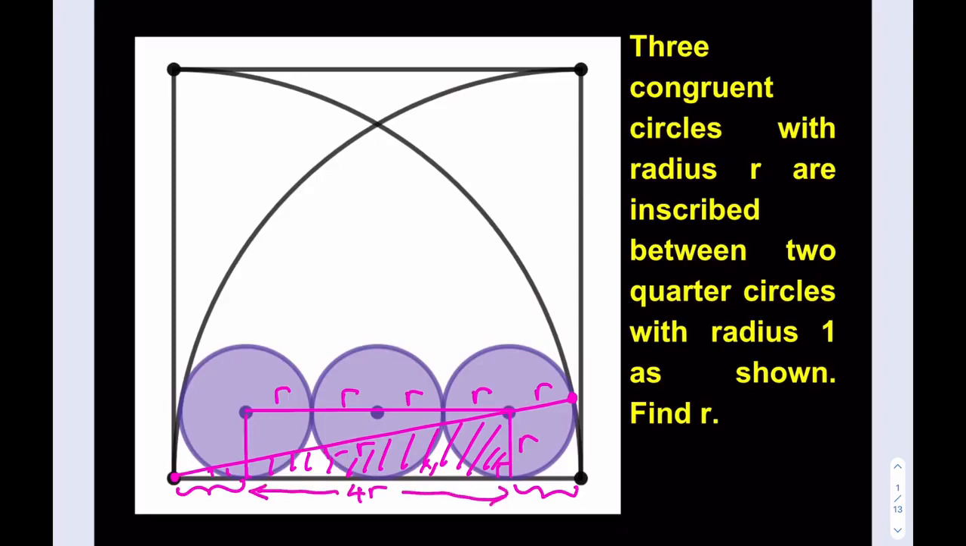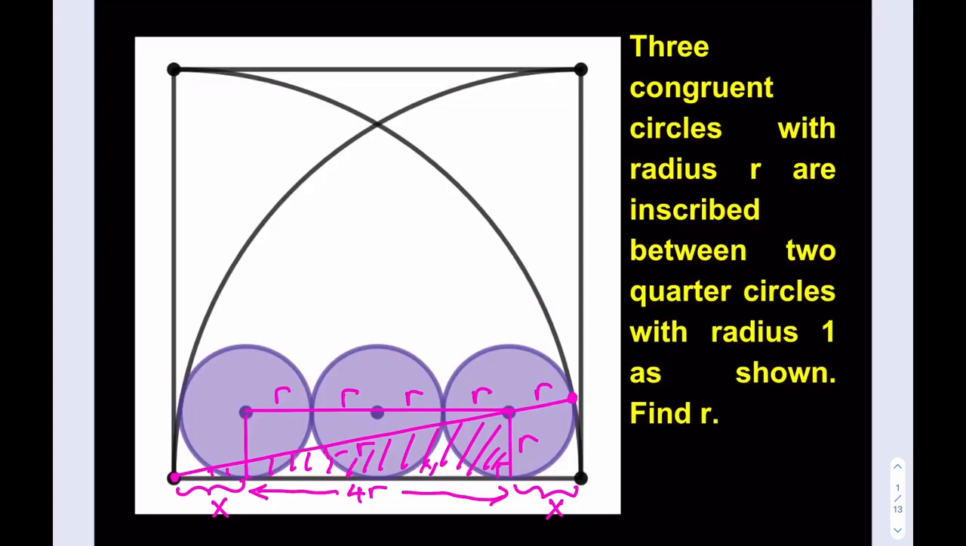Okay, that's 4r. And those two little pieces, you can call them a if you want, or x, whatever. Let's just call it x. Okay, so let's call that x. What do we know? From symmetry, they are congruent, obviously, right? I can't find it directly, but I'm going to find it indirectly.